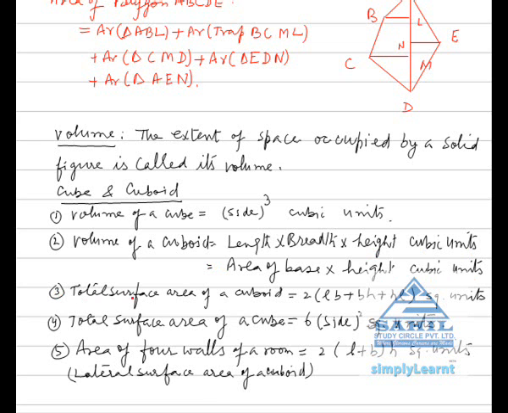Number 3. Total surface area of a cuboid is 2 into (LB plus BH plus HL) square units, where L, B and H stand for length, breadth and height respectively. Number 4. Total surface area of a cube is 6 into side squared square units. Number 5. Area of 4 walls of a room, or the lateral surface area of a cuboid, is equal to 2 into (L plus B) into H square units.